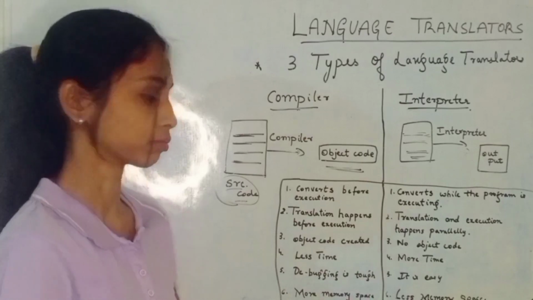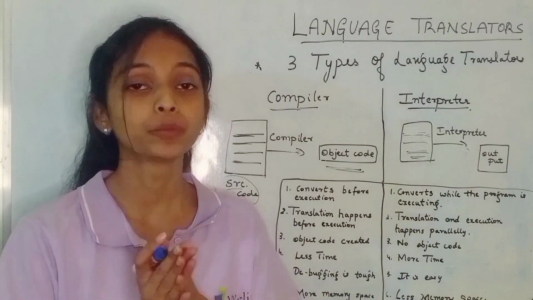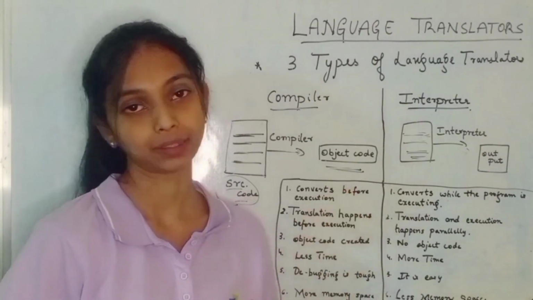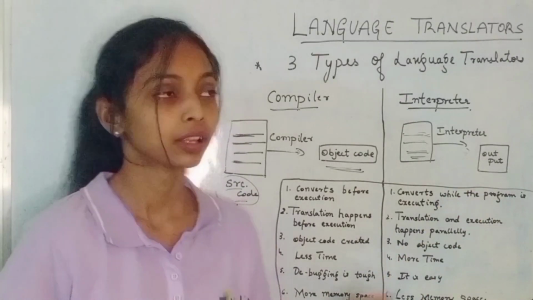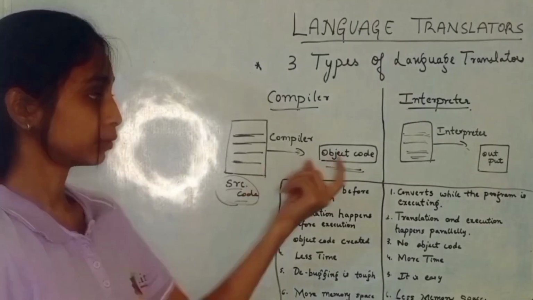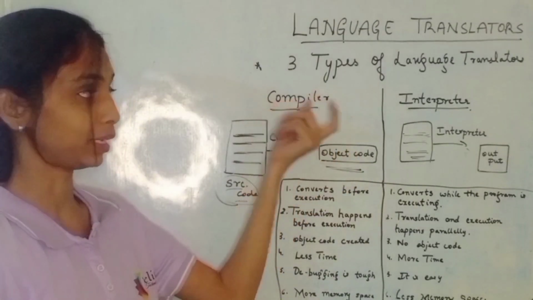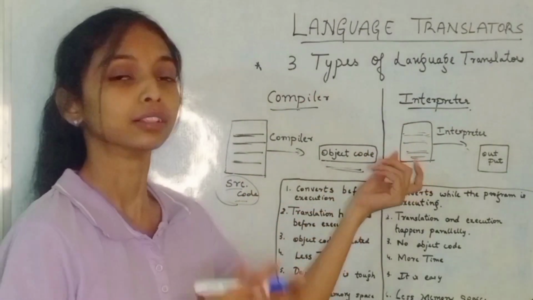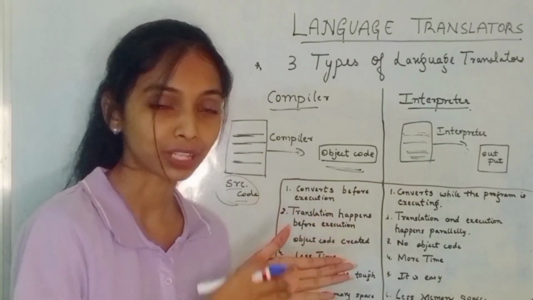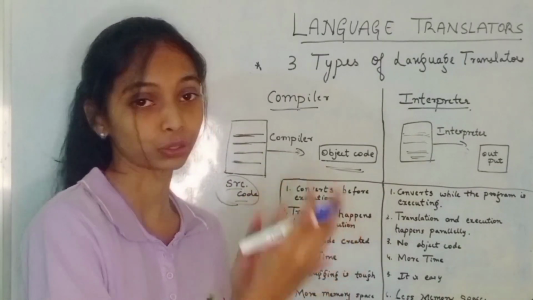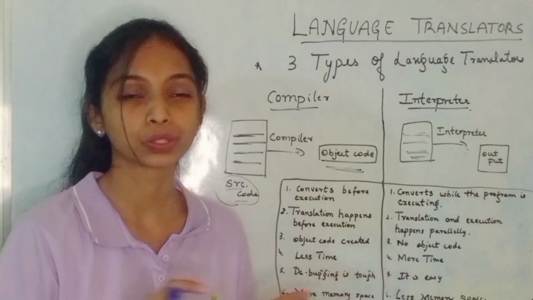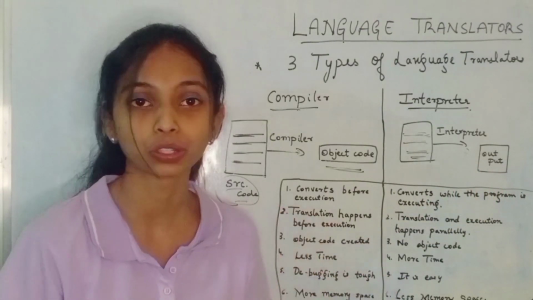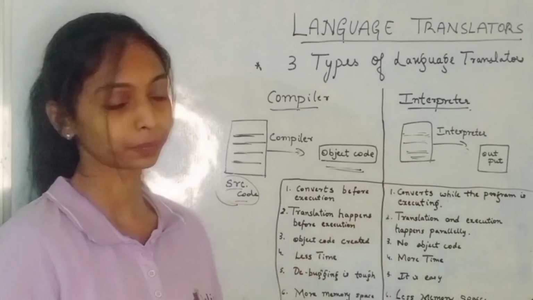The third point is that object code is created in the compiler, whereas in the interpreter there is no object code created. We can say that source code is converted into object code in the compiler, whereas in the interpreter, it will read line by line, translation will happen, and then the execution will happen and give you the output. There will be no object code created in the interpreter.